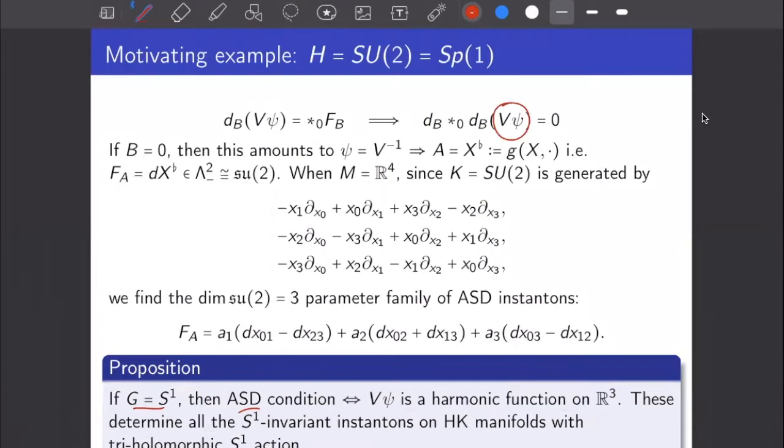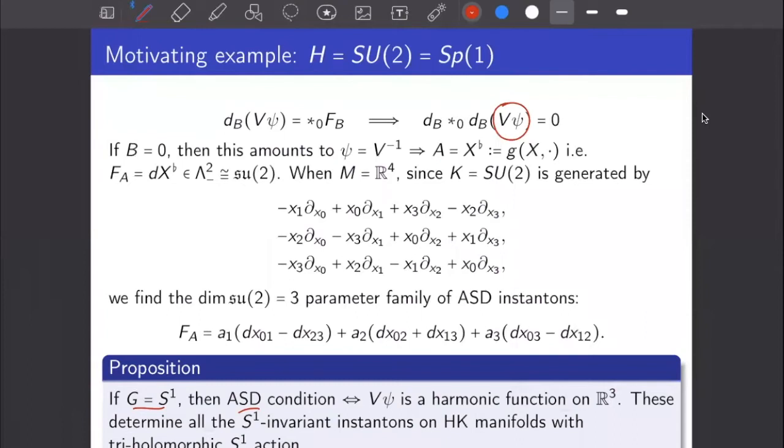And so in this way, we have determined all S1 invariant instantons on hyperkähler manifolds with triholomorphic S1 action. So for instance, this covers the multi-Taub-NUT and multi-Eguchi-Hanson spaces. Okay, so now our goal would be to repeat this sort of argument when instead of having holonomy group SU(2), we have the holonomy group G2.